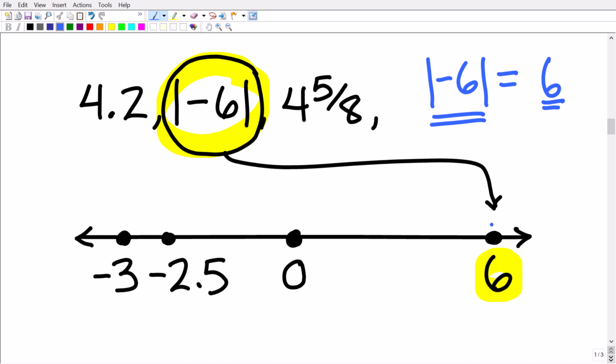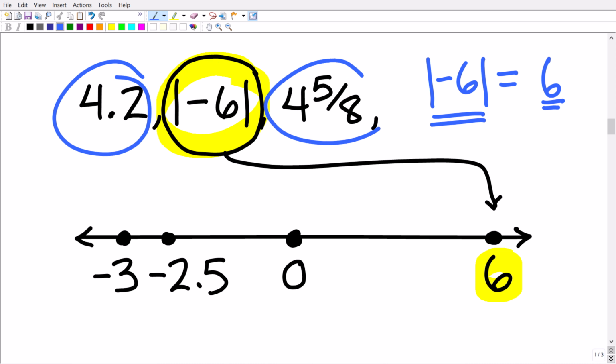Now you can see I'm putting things on a number line because we now need to deal with these decimals and these fractions. And these will be somewhere, they're less than 6, right? So you have 4.2 and 4 and 5/8. But the question now is, which is greater, 4.2 or 4 and 5/8, or which is the lower number? Okay, so this is what we need to figure out right now.